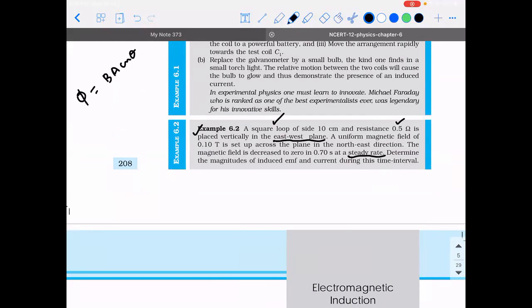So the magnitude of the magnetic flux should change. Yes, flux is dependent on three parameters. What are they? Magnetic field, area, and orientation.